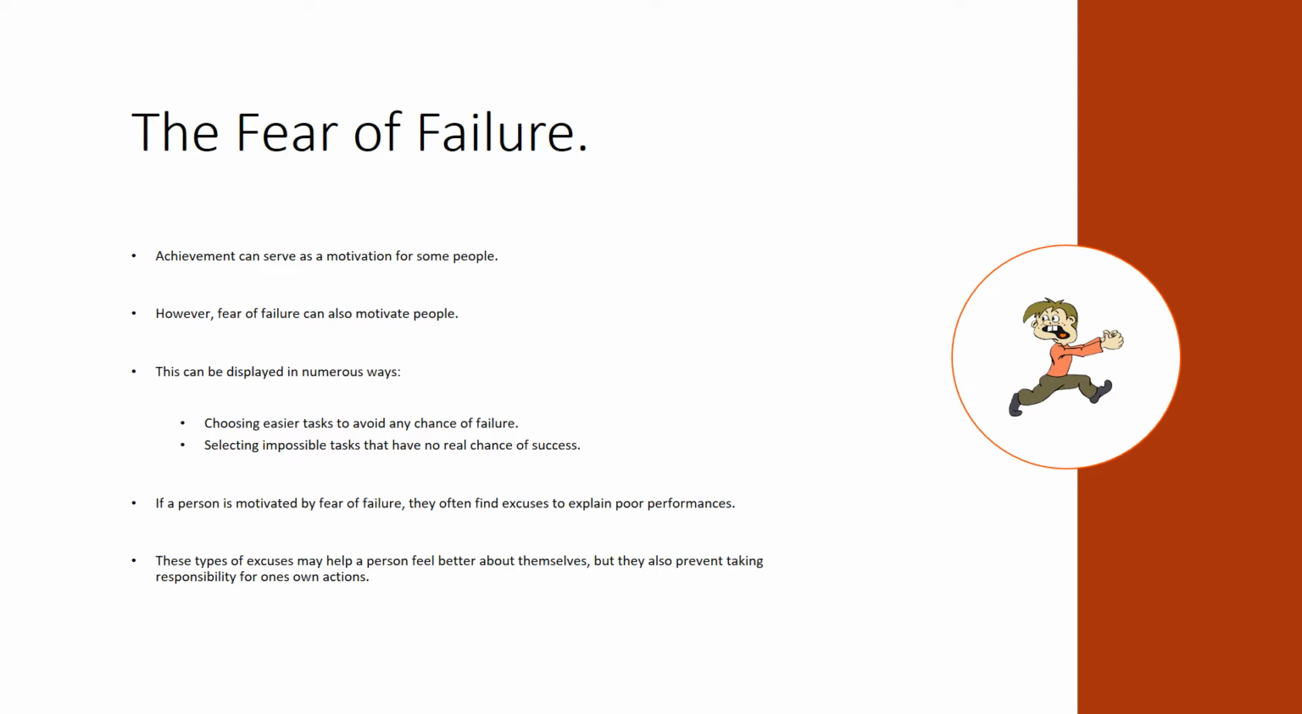If a person is motivated by fear of failure, they often find excuses to explain their poor performance. For example, they may use an excuse to keep up a good image, such as a track star who may claim that their shoes were untied, and that explains why they didn't run as fast or why they came in last. These types of excuses may help a person feel better about themselves at the time, but they also prevent us from taking responsibility for our own actions as well.